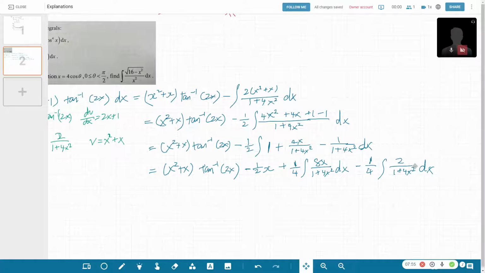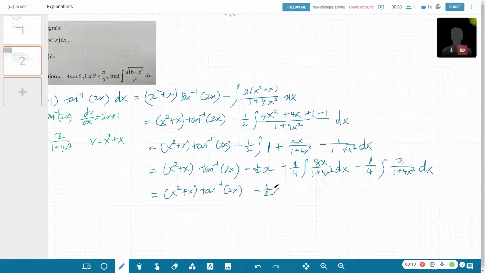Okay. So finally, I'm left with x squared plus x. Okay, this one is going to be tangent inverse 2x. So you may want to combine this to this part later. Minus half x plus 1/4 ln 1 plus 4x squared minus 1/4 tangent inverse of 2x plus c.